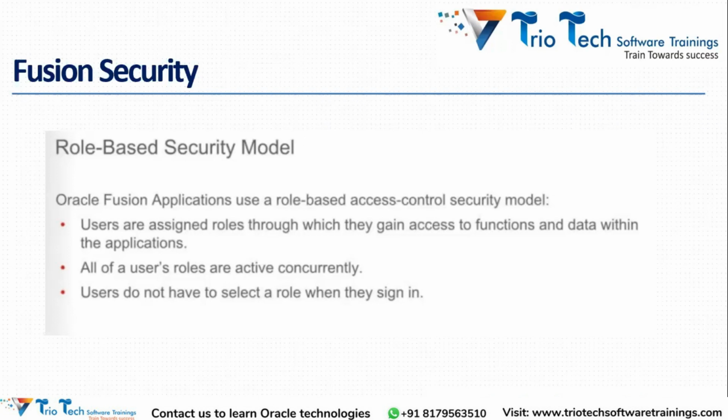Okay, all kinds of tasks that can be performed, like create account, create journal, that is a function. Or under it, you will have sub actions that can be performed. So all these are basically the functions that can be performed, based on the role access that is provided to the users. All of the user roles are active concurrently. These are just the features mentioned. Users do not have to select the role when they sign in.